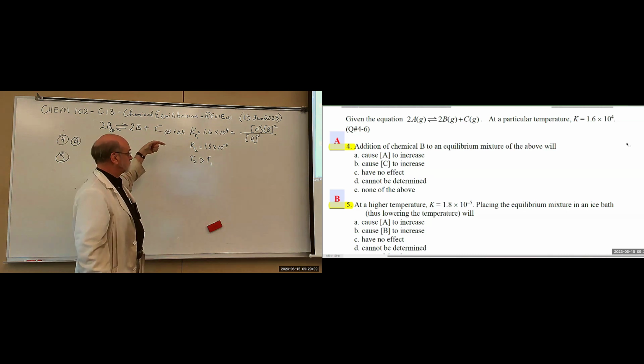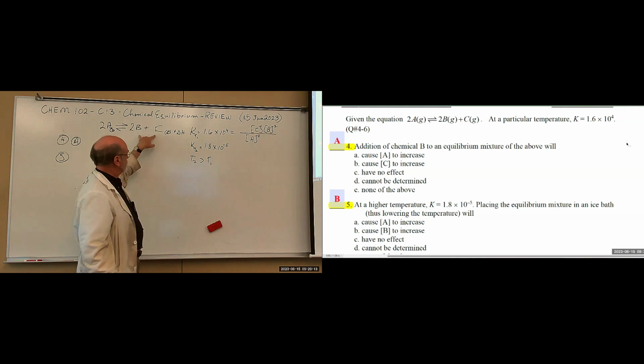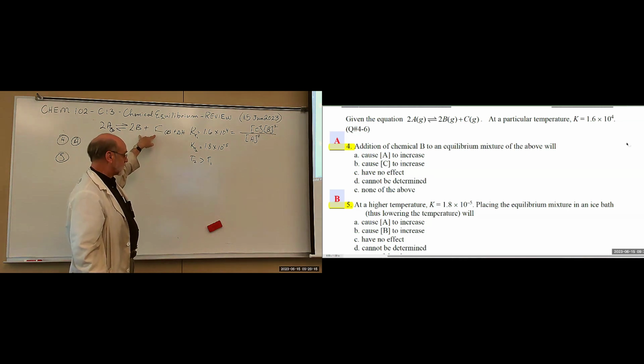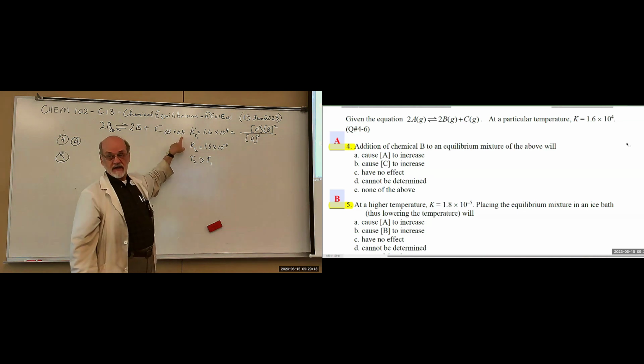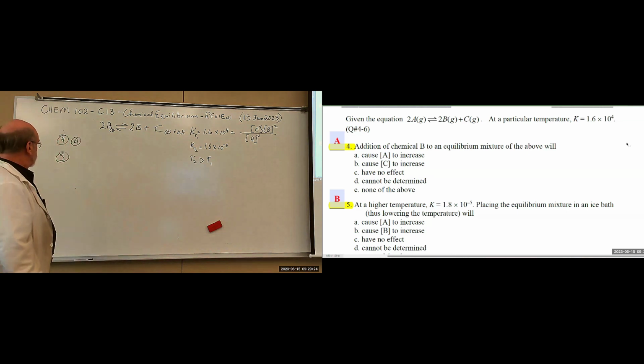So in this case, since K gets smaller, that means these two have to get smaller. And the only way they can get smaller with an increase in temperature is if heat is on this side. Okay. All right, so that means the answer is B.